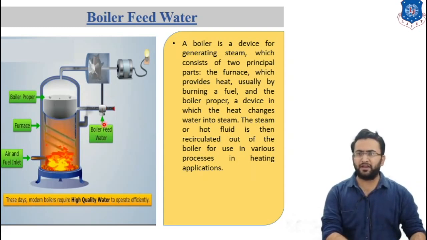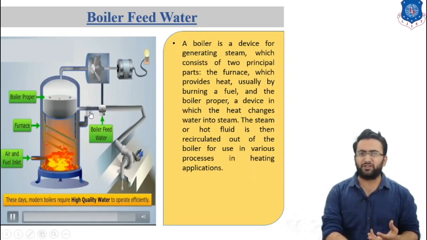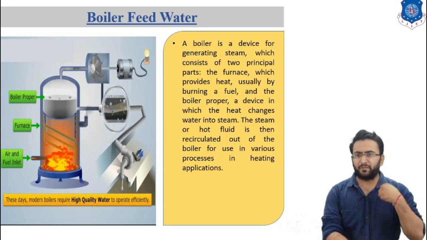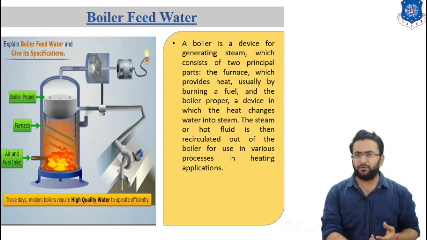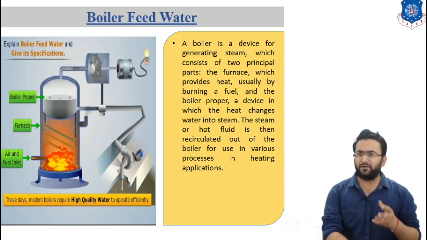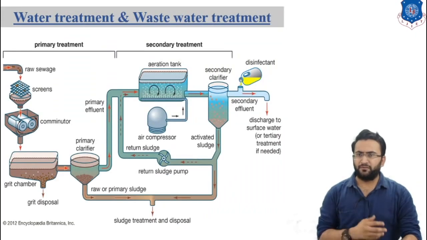But we cannot directly use the river water to feed the boiler. We need various methods for treatment of the water. So we cannot use water directly in the boiler. We need various pre-treatment of that water. So now let's talk about the next process utility, which is wastewater treatment or water treatment.